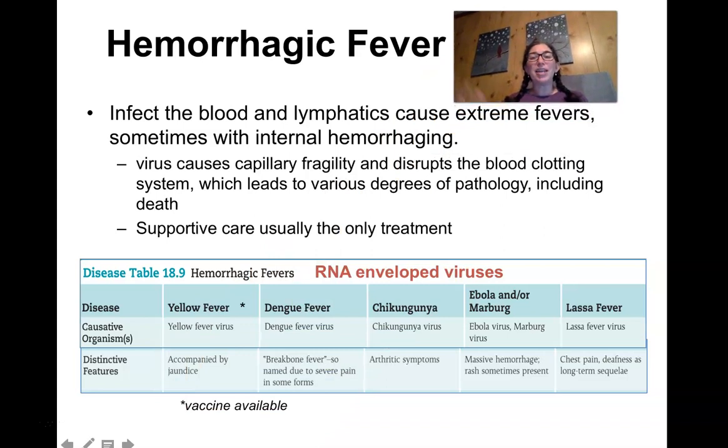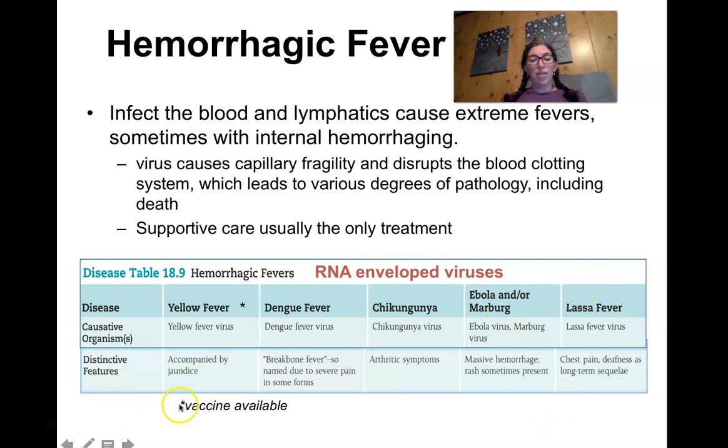Hemorrhagic means bleeding, and fever means elevated temperature, and those are the two key characteristics of these hemorrhagic fevers. They're all listed here. That's something they all have in common. They all happen to be RNA viruses that are enveloped, and I don't know if that structure has something to do with the symptoms, but it's something they have in common. We'll talk about yellow fever, dengue, chikungunya, Ebola, and Lassa fever.